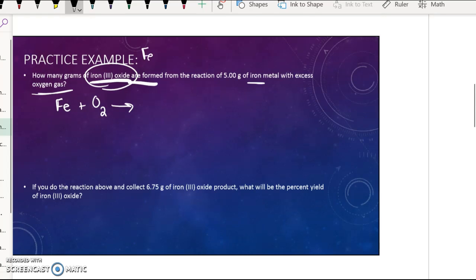So remember, we need to crisscross charges. It's telling you that iron has a charge of 3 and oxide has a charge of 2. So remember, we're going to crisscross and we would get Fe2O3.